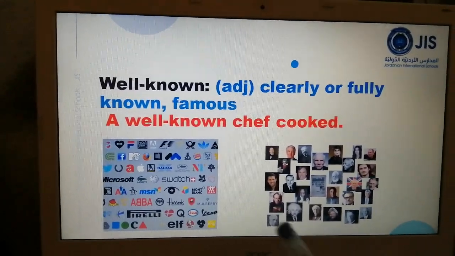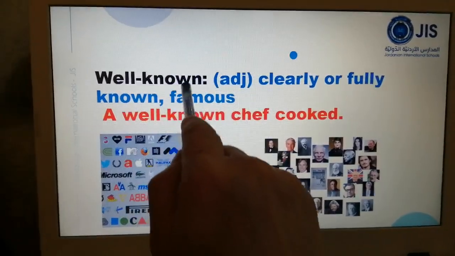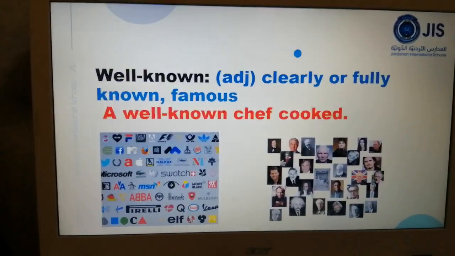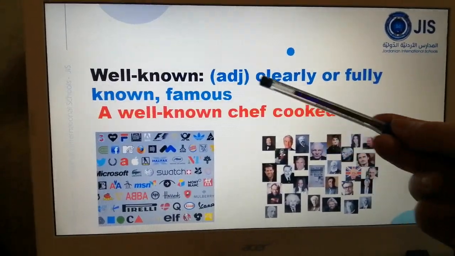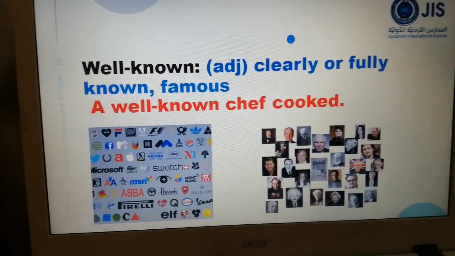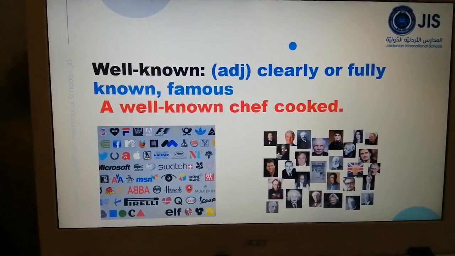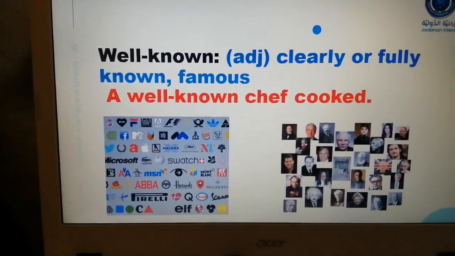Well-known, it's a hyphenated compound word. Well and known together make a new compound word. It's an adjective, and it means clearly or fully known, or famous. Okay, this is the meaning of well-known.